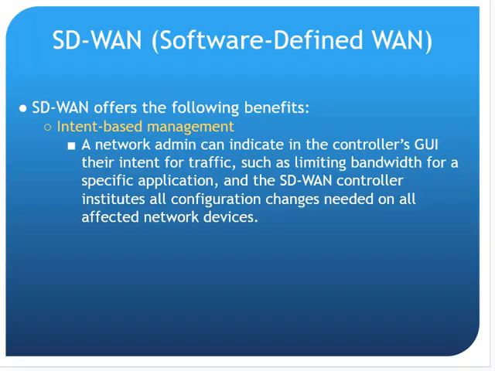Intent-based management: your network admin can indicate what they really want to have happen with their data traffic, voice traffic, and video traffic, maybe limiting bandwidth for an application, etc. It can indicate that, and the WAN controller would institute the configuration changes needed to make sure voice and video gets priority, data gets second, or this type of data gets first priority, voice and video second, and any other type of data gets third.